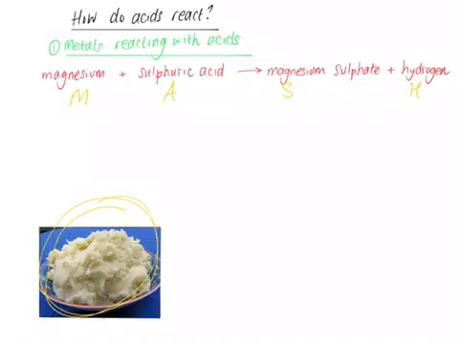So if you write out a chemical equation, magnesium is Mg, sulfuric acid is H2SO4, magnesium sulfate is MgSO4, and hydrogen is H2.